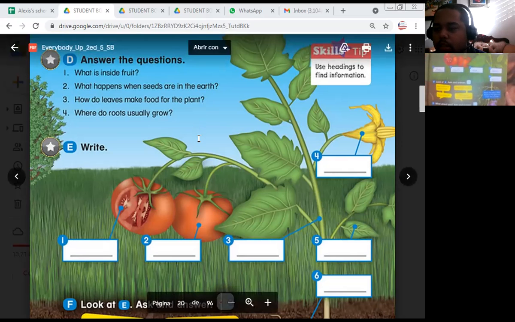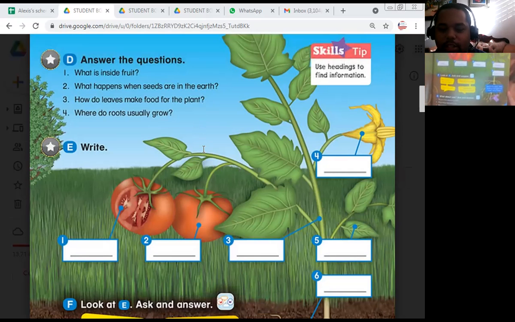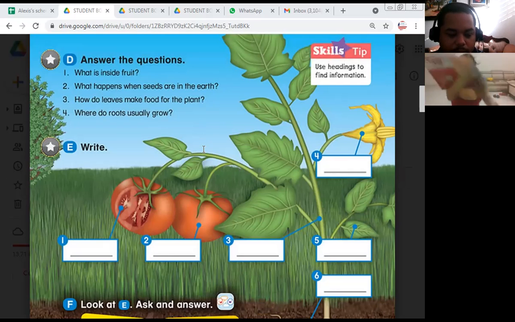Perfect. So let's see number one. What is number one? Seeds. Number two. Fruits. Okay, number two, let me see. Fruits. That is right. And what kind of fruit is this one? Tomato. It's a tomato. That's right.